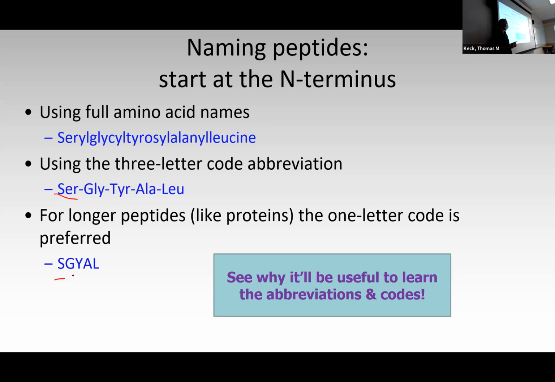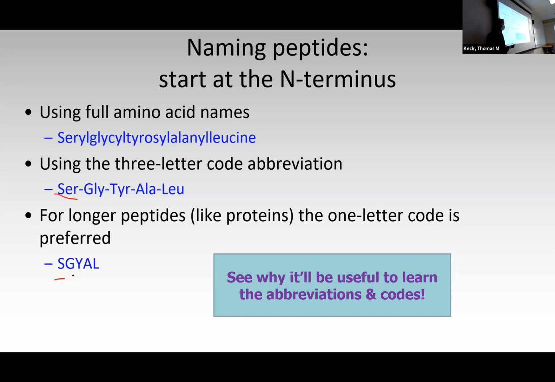Is one of those naming conventions more common between the 3 letters and the 1 letter? Good question. The shorter it is, the more likely you are to see the 3-letter code. The longer, the more likely you are to see the 1-letter code, right? It's really a space and attention kind of detail, but they give you the exact same amount of information.